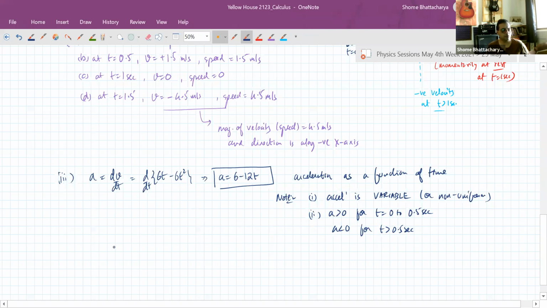So anyhow, so now let's see. So the value of a, the magnitude of acceleration at t equal to 0, plus 6 meters per second square. So it has a magnitude of 6 meters per second square along the positive x-axis.